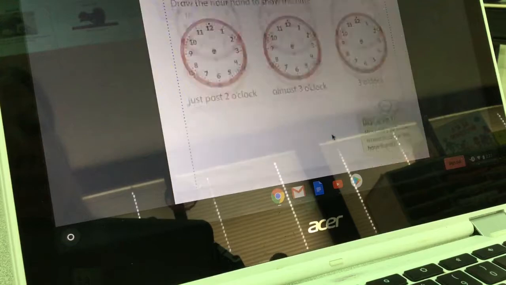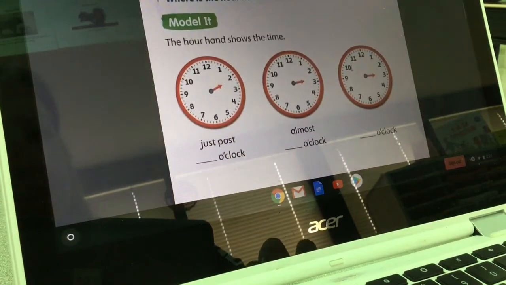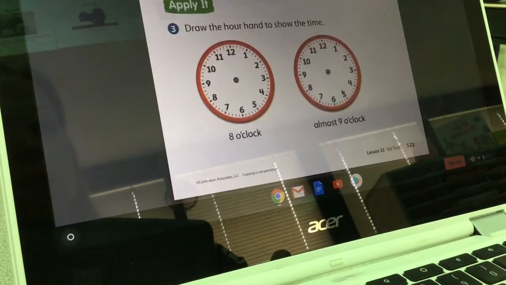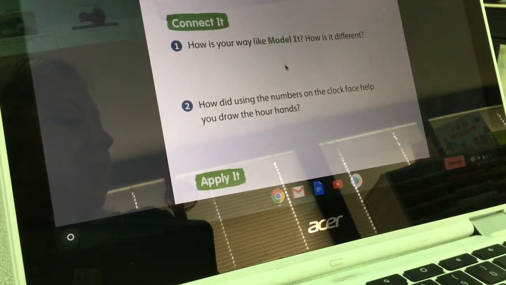And back up here by our first example, we drew our hour hands to show the time. We drew our hour hand showing just past 2 o'clock, almost 3 o'clock, and 3 o'clock. So we basically drew our clocks up here the same way the book drew the clocks down here. So for connect it, how was your way like model it? How was it different? For a time of 3 o'clock, the hour hand is pointing directly at the number 3. For the other times, the hour hand is pointing between the numbers on the clock. So we did that on our clocks, and the book did that on their clocks also. So we showed ours the same way.